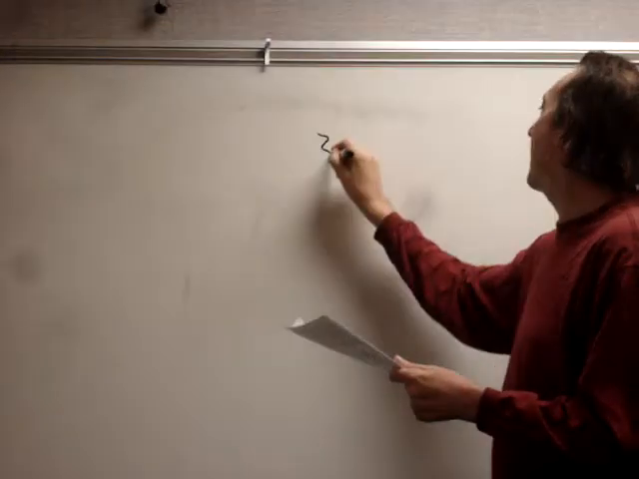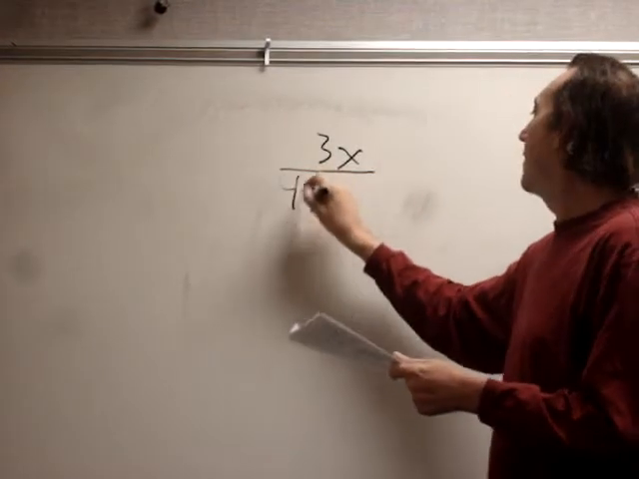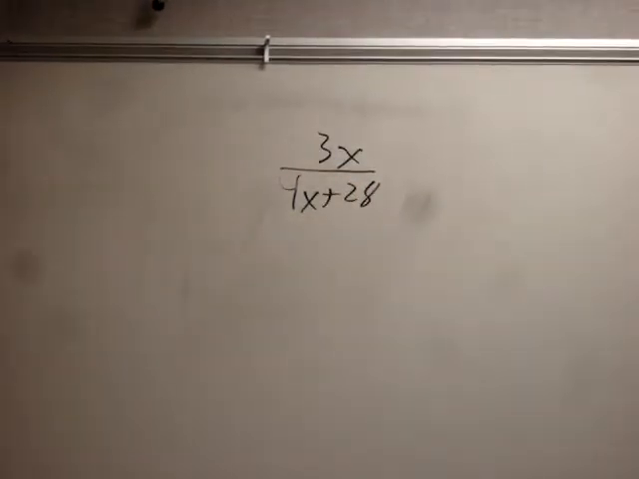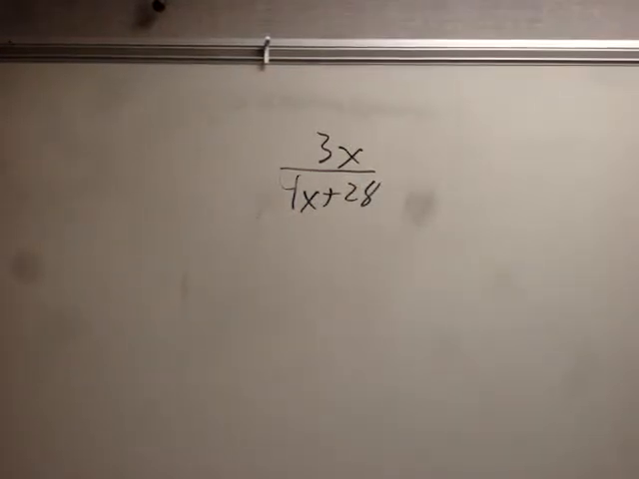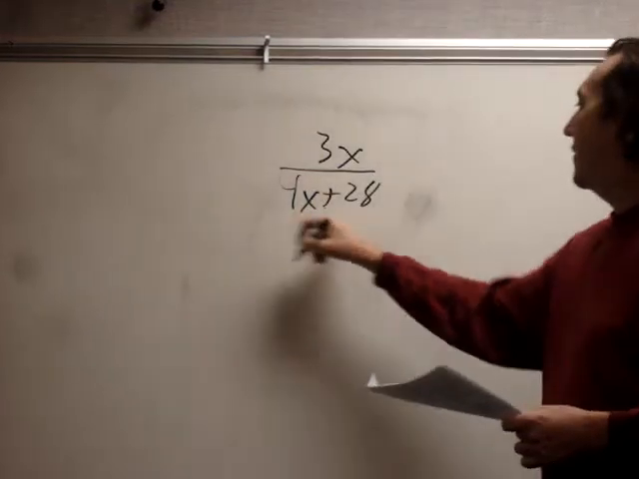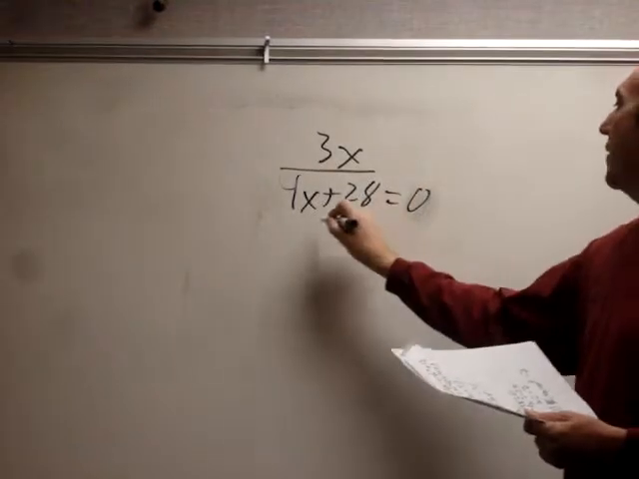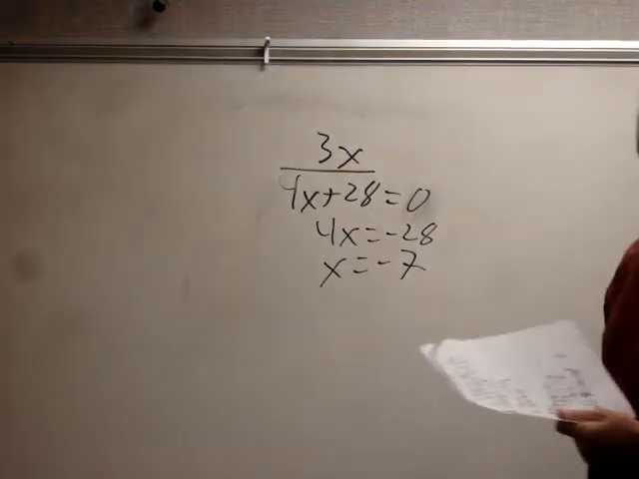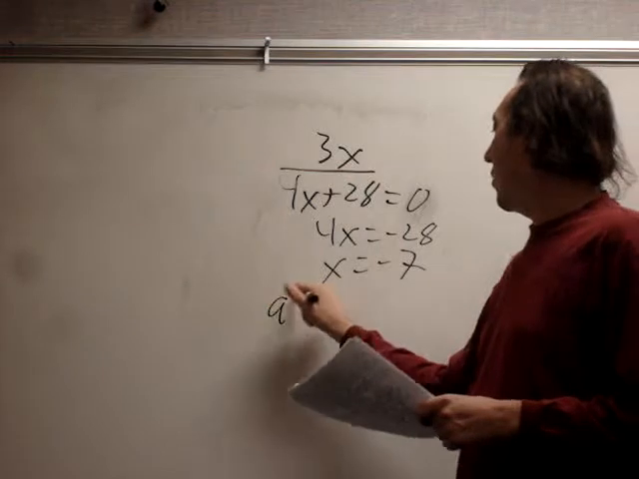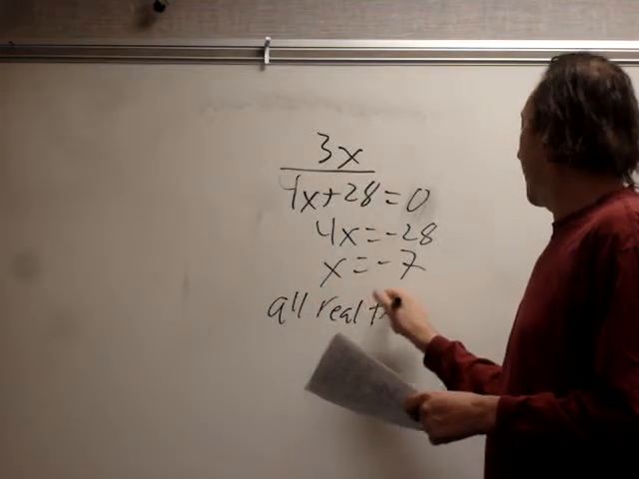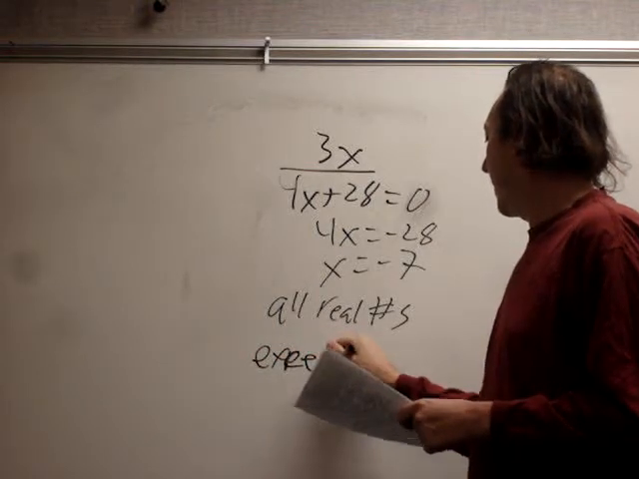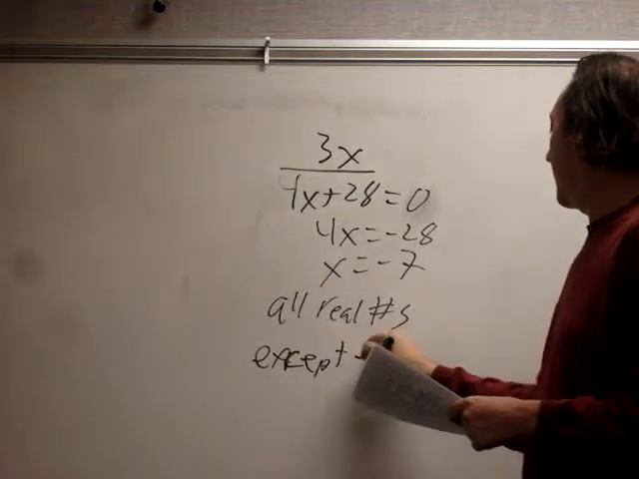Next, let's say we have 3x over 4x plus 28. And on this one we're asked what is the domain. The domain is what are all the values of x that will work. So what we're going to do is find the values that don't work by setting the denominator to 0. When we do that, we're going to get 4x is negative 28, or x equals negative 7. So our answer will be all real numbers except negative 7.